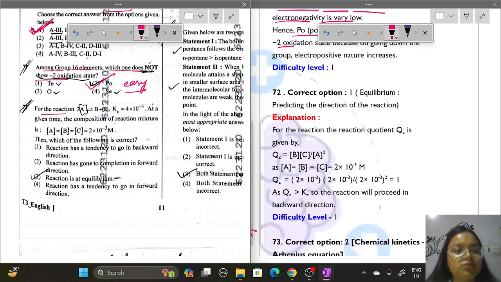Question number 72. For a reaction 2A tends to B plus C, Kc is given as 4 into 10 to the power minus 3.